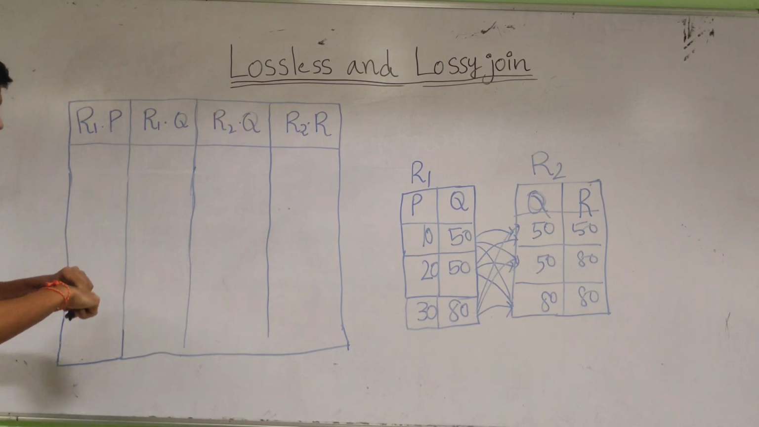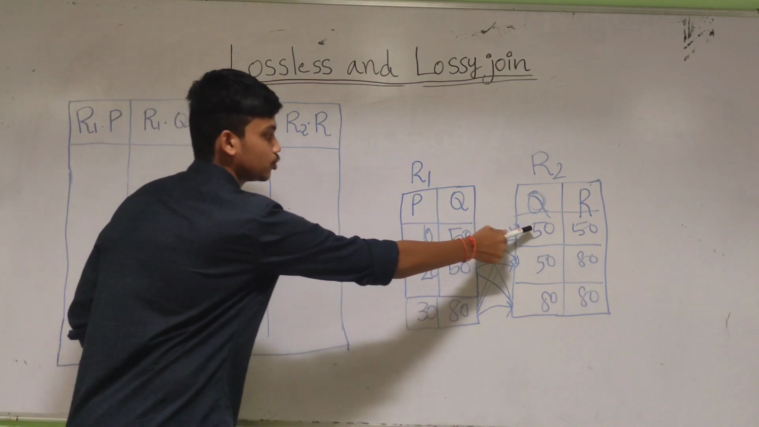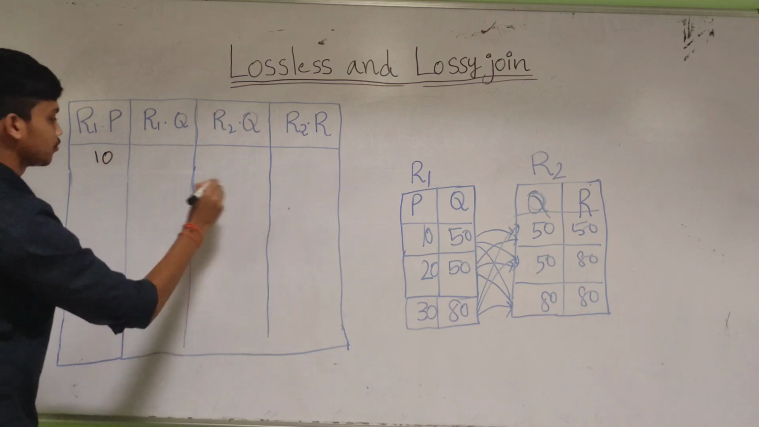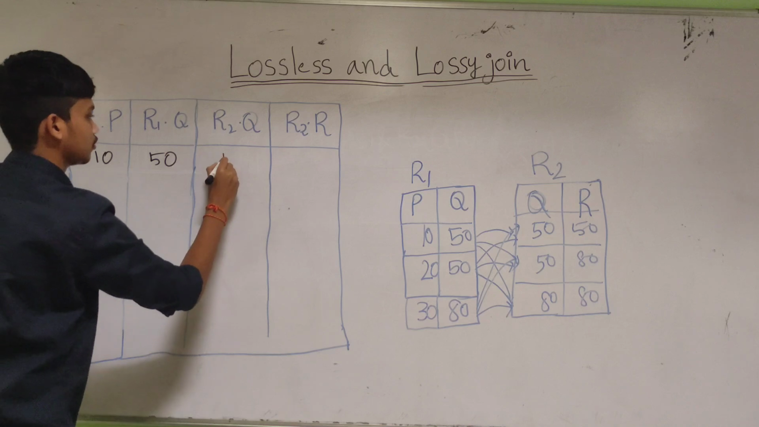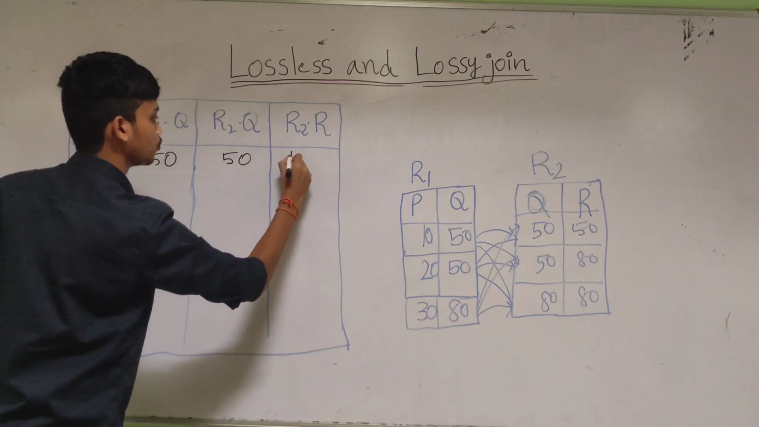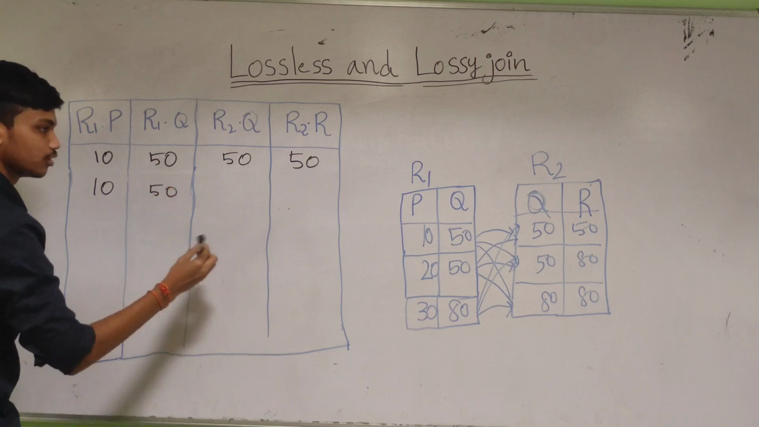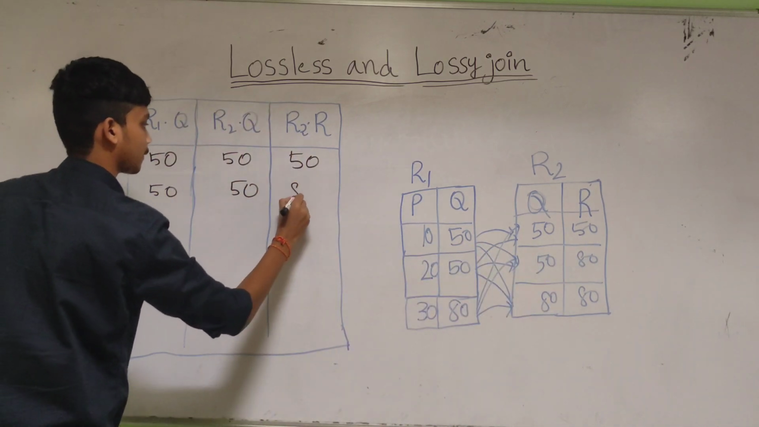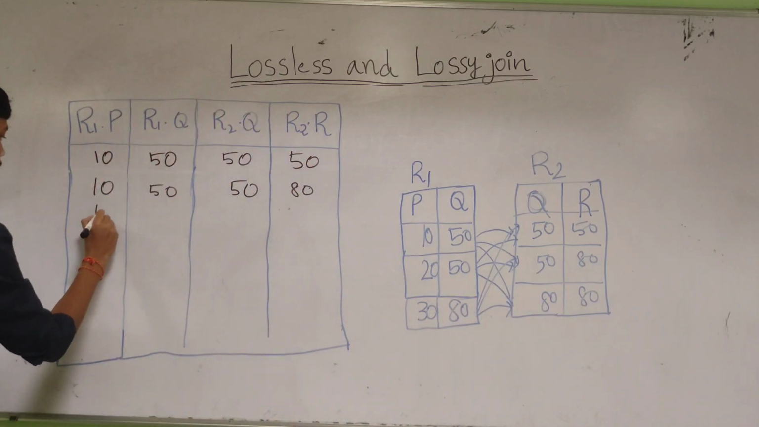So I am doing the cross product here. First, this row 10, 50 should be joined with these three rows. So what is that row? 10, 50 with 50, 50, the first row of R2. And this 10, 50 should be joined with 50, 80. And this 10, 50 should be joined with 80, 80.